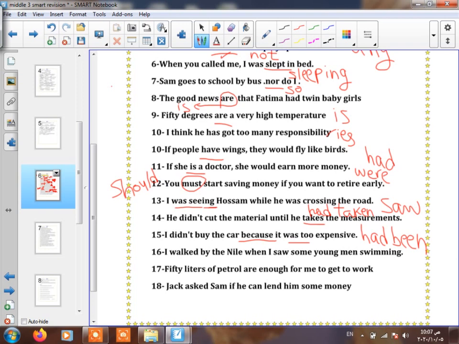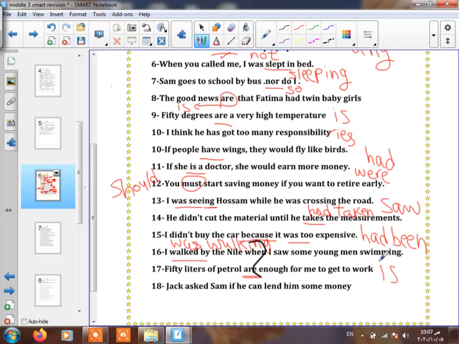Okay, number 16. I walked by the Nile when I saw some young men swimming. Here, I walked by the Nile. This is a long action, so when is preceded by the past continuous. So I was walking by the Nile when I saw some men swimming. Okay, number 17. 50 liters of petrol are enough for me to get to work. So here the same case, 50 liters of petrol is.